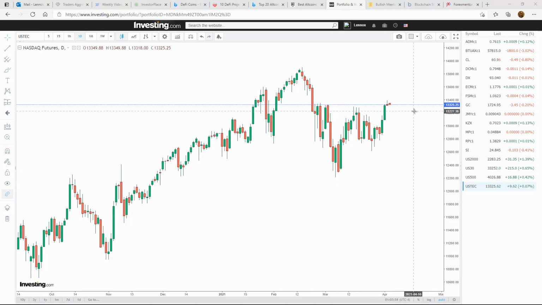Keep your eye on the US dollar if you're playing those major pairs. Whatever the US dollar does is going to be the catalyst for those moves.